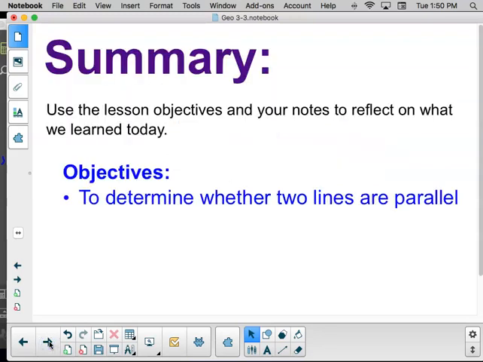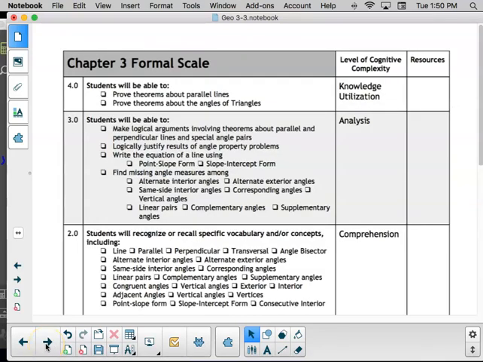That's the summary. Use the lesson objectives in your notes to reflect on what we learned today. Our objective was to determine whether two lines are parallel, and you should be knocking out things that you know you can do. Okay? So if you've got questions, make sure you ask. If you don't know vocabulary, make sure you study it. Got to make sure you know what's going on. If you're feeling lost on this, you've got to come in and talk. Okay? Have yourself a great day.